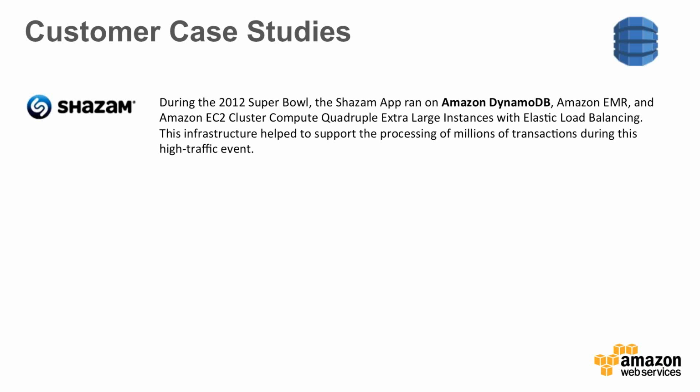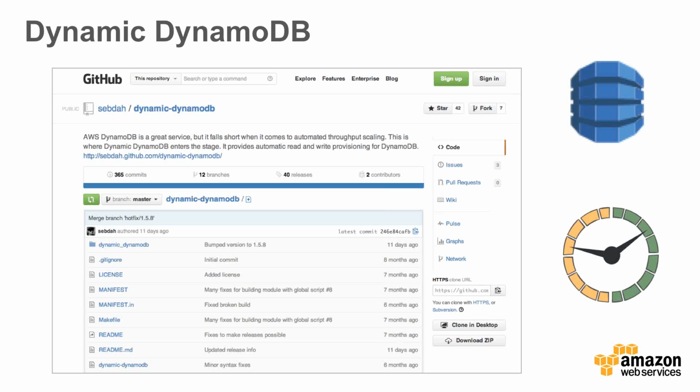And for the advanced users, if you want to get even more sophisticated, check out the Dynamic DynamoDB project on GitHub, which provides a solution for automatic read and write provisioning for DynamoDB. So this is dynamically increasing and decreasing the capacity units.